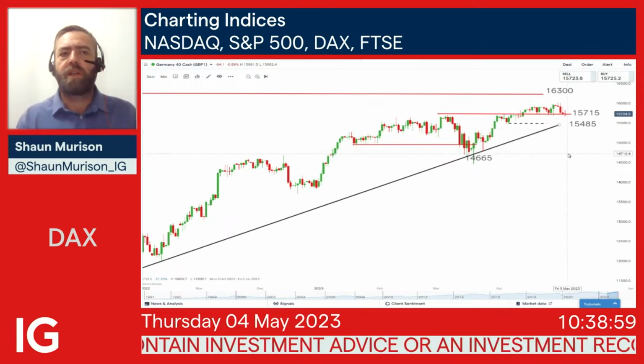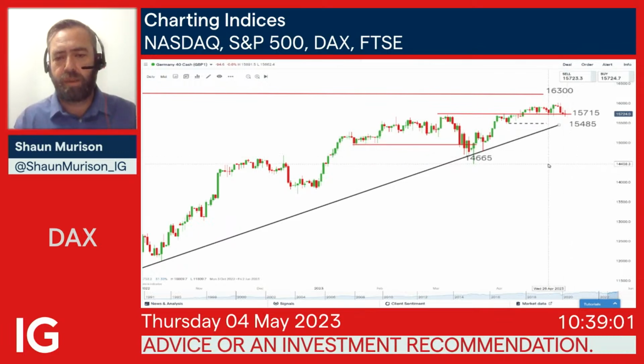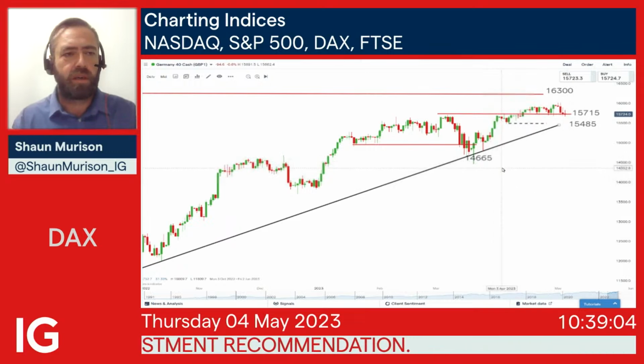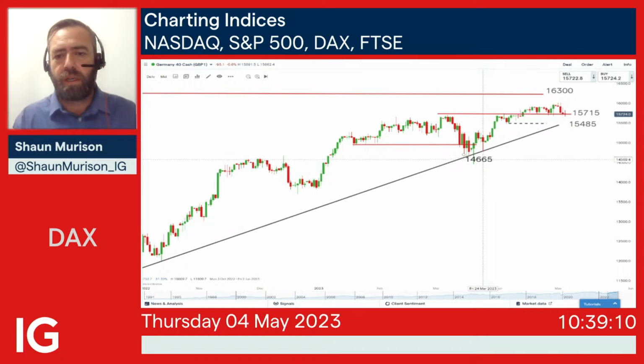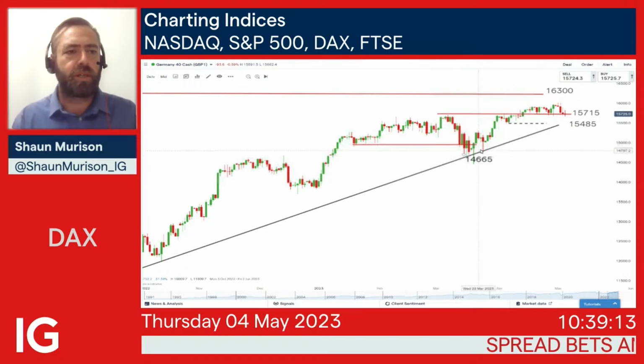Anytime we start to think about changing our trend bias, our long bias, it would be if we start taking out a major low, and consider that major low sitting at about 14,665 odd, somewhere around about here, depending on which we're using, the trend line support there, but also that major low.